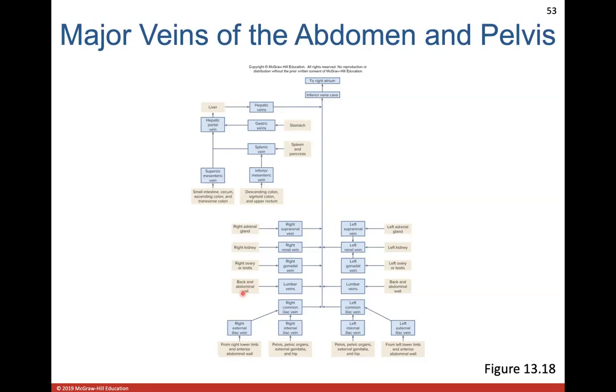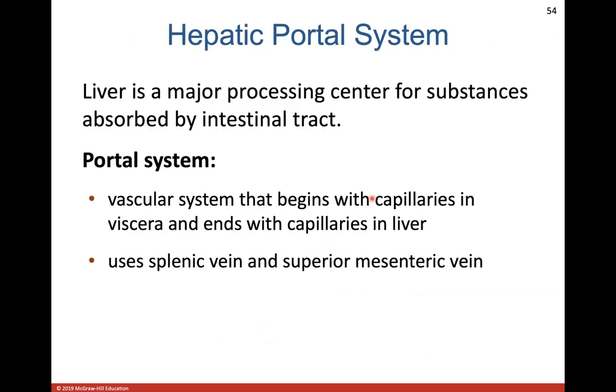So you'll see your right internal and external iliac vein draining into your right common iliac vein, which will join to form the inferior vena cava. You have lumbar veins, gonadal veins to the ovaries and testes, renal veins to the kidneys, and then suprarenal veins to the adrenal glands, which lie on top of the kidneys.